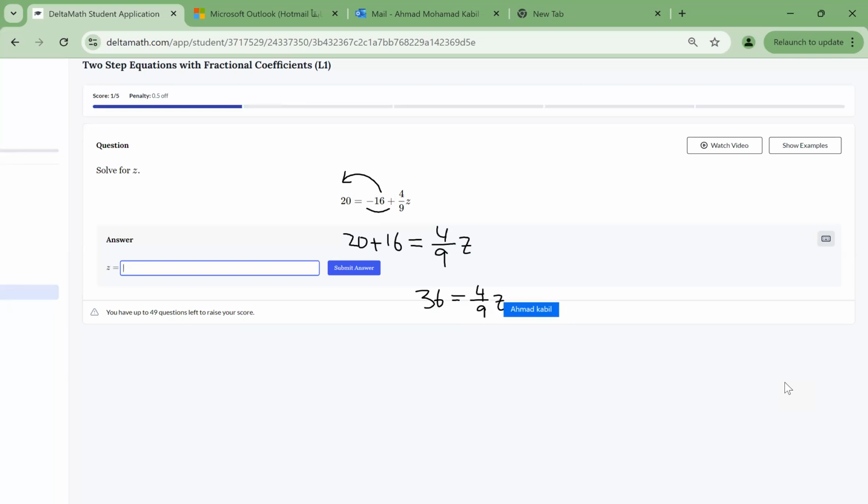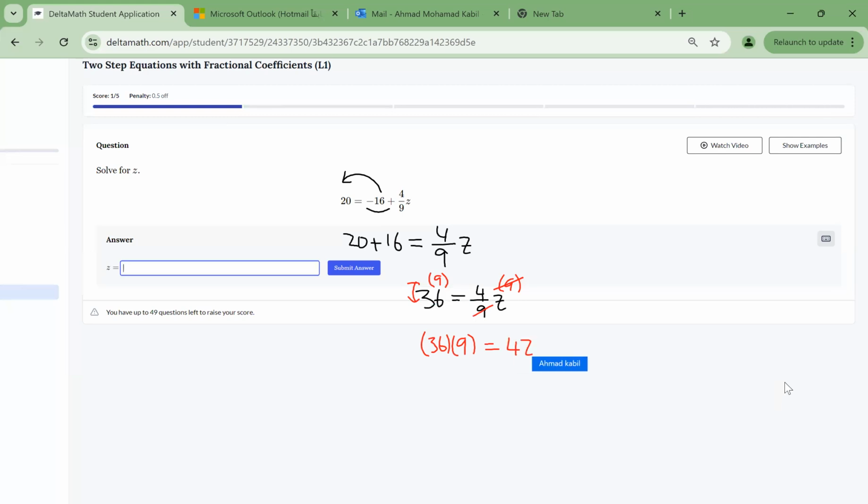We can multiply both sides by 9. So the 9 cancels out with the 9. Now I'm going to show you a nice trick. 36 times 9 gives us a large number. So I won't calculate that. I will not evaluate that right now. I will just keep it as 36 times 9. And I'm going to show you why right now. So 36 times 9, it stays as it is.